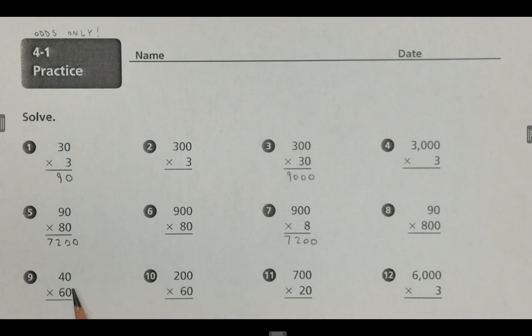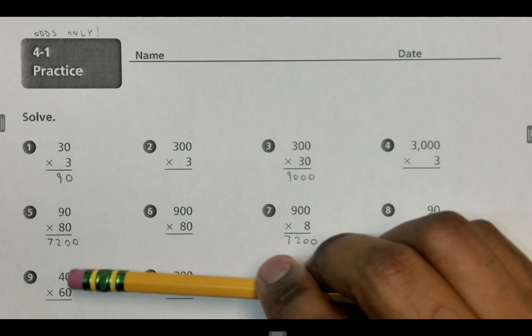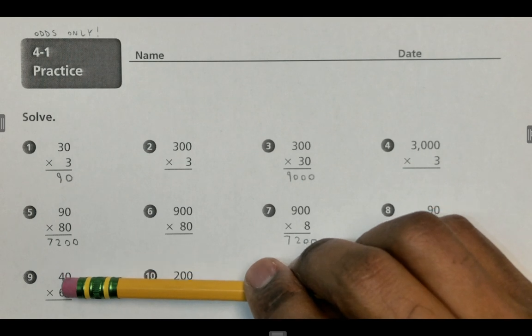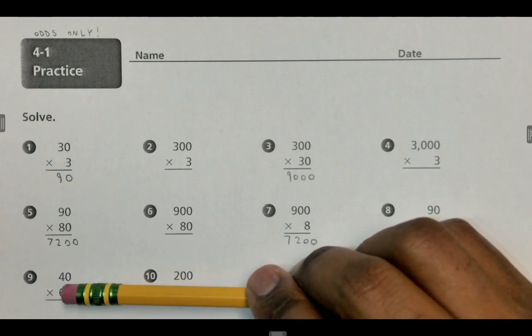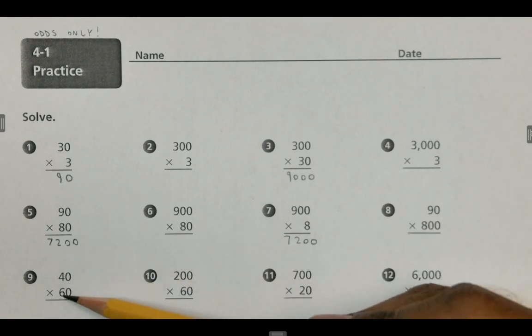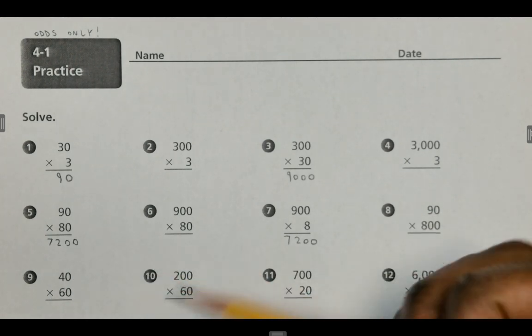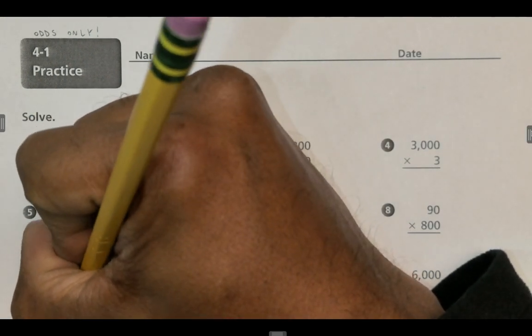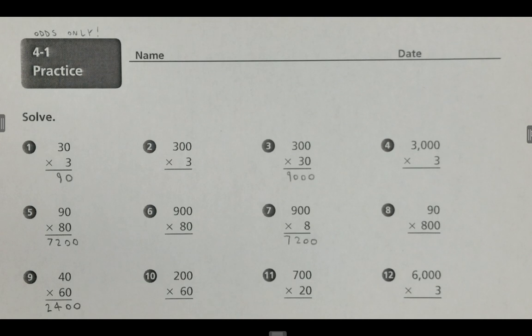Problem 9, 40 times 60. Two multiples of 10. I'm going to cover up or count my zeros. 40 has 1, 60 has 1, so there's 2 zeros altogether. Now I'm going to multiply my non-zero digits. The 4 times a 6, which is 24. And I'm going to add in my zeros after.